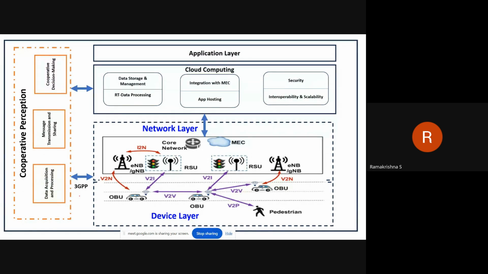And this is going to be integrated with the 5G environment, where we are going to see some layered architecture over here: the device layer or the physical layer, what we can call the network layer, and then the cloud computing part. Therein real-time data processing, app hosting, interoperability and scalability, data storage and management, MEC, then the security part are going to be there in the cloud computing part, and finally the application comes and sits over there.